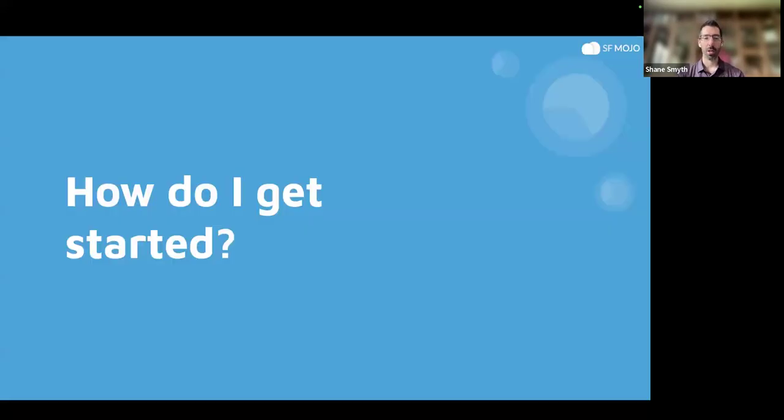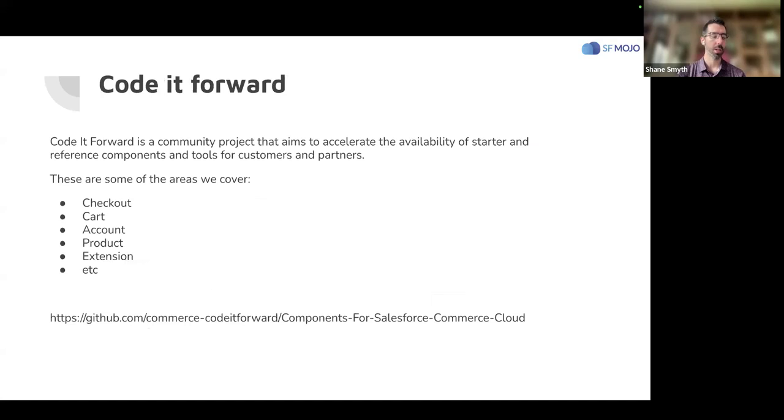So now before we jump into the demo, how do I get started if I were a user here? First thing is I would go to a repository called Code Forward. Code Forward is a community project, and we aim to accelerate the availability of starter reference components for customers and partners. So the link's down here at the bottom, but this is one of the open source organizations that I help facilitate. And this gives you raw code for a lot of different components. I think we're up to like 25 or 30 components now across these different areas and a few more here.